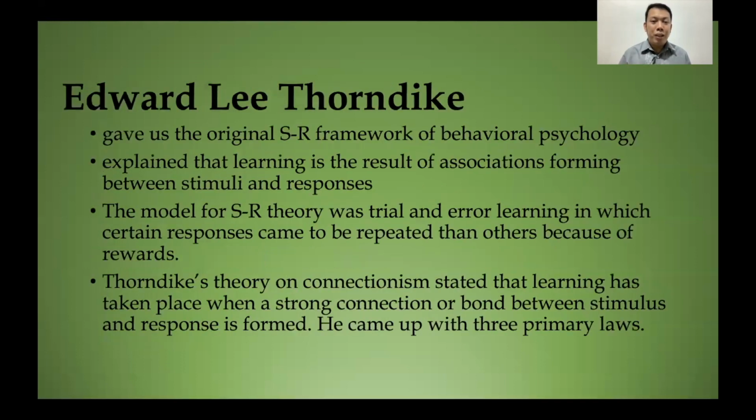One of the famous proponents of this theory is Edward Lee Thorndike. He gave us the original SR framework of behavioral psychology. SR, if you can still remember, is the stimuli response framework. It explained that learning is the result of associations forming between stimuli and responses. And the model for SR theory was trial and error learning, in which certain responses came to be repeated more than others because of rewards.